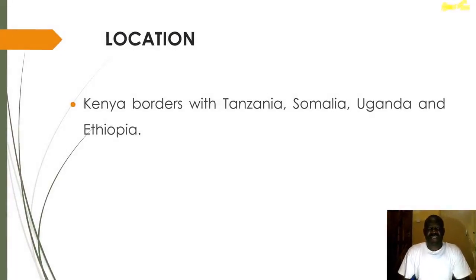So let's start with the location of Kenya. When we talk of Kenya, it's a country that borders Tanzania, Somalia, Uganda, and Ethiopia, just as our Malawi makes the boundary with Mozambique, Zambia, and Tanzania. So the neighboring countries of Kenya are Tanzania, Somalia, Uganda, as well as Ethiopia. All those four countries make boundary with Kenya.